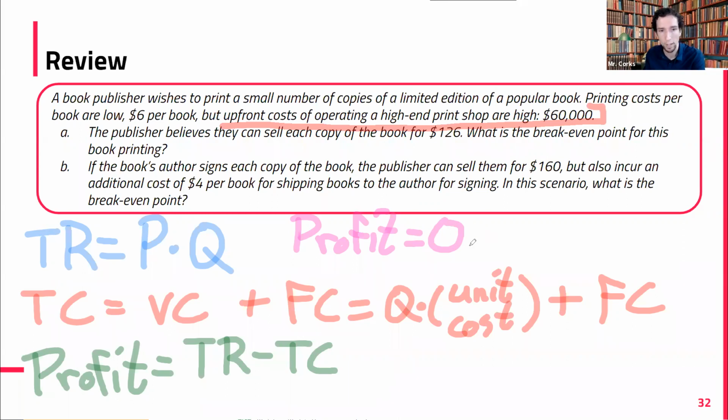So to find it, profit is 0, which means 0 is equal to total revenue minus total cost from our profit equation. And then therefore, total revenue is equal to total cost. And you just simplify and figure out the Q value. Q is equal to this, whatever that number is, that's the break-even point. If we make that many things, our profit will be exactly 0. Okay, so those are the strategies.